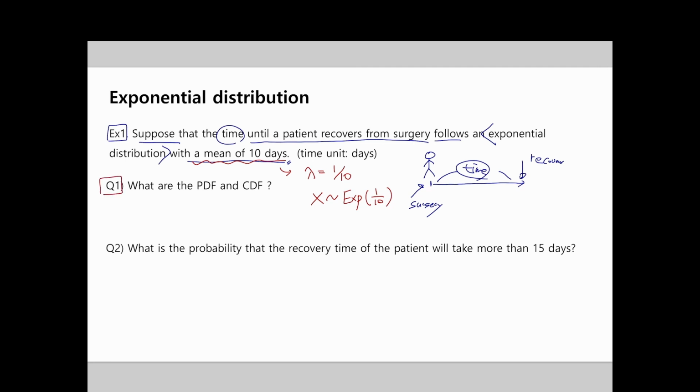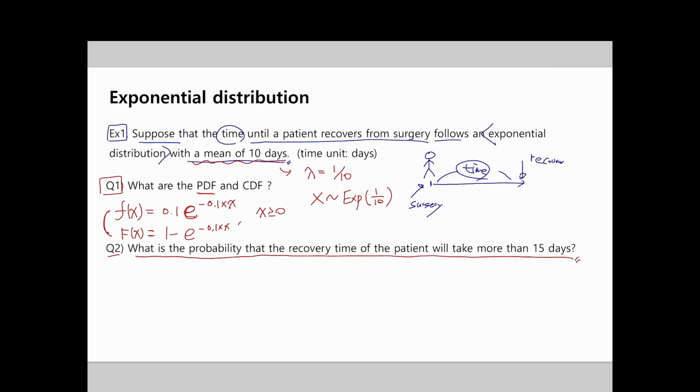Therefore, question 1, the PDF is 0.1 multiplied by e to the power minus 0.1 multiplied by x. And the CDF, the cumulative probability function, equals 1 minus e to the power minus 0.1 multiplied by x. So question 2, what is the probability that the recovery time of the patient will take more than 50 days? That is the probability x greater than 50. So using the complementary rule, 1 minus the probability x less than or equal to 50.